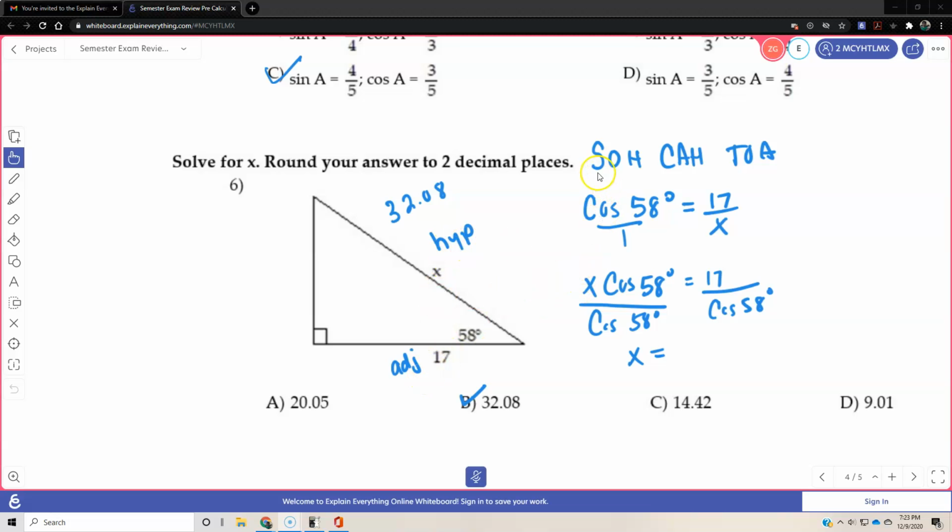Remember, we're going to go back to our mnemonic statement: so, ka, toa. And you notice that cosine will be the adjacent over the hypotenuse. In this case, the adjacent is 17. The hypotenuse is unknown. We're going to cross multiply, which leads us to 17 divided by the cosine of 58. And if you were to type that into your calculator, you would get 32.8 units. Remember that you need to be in degrees for you to get the answer correctly.